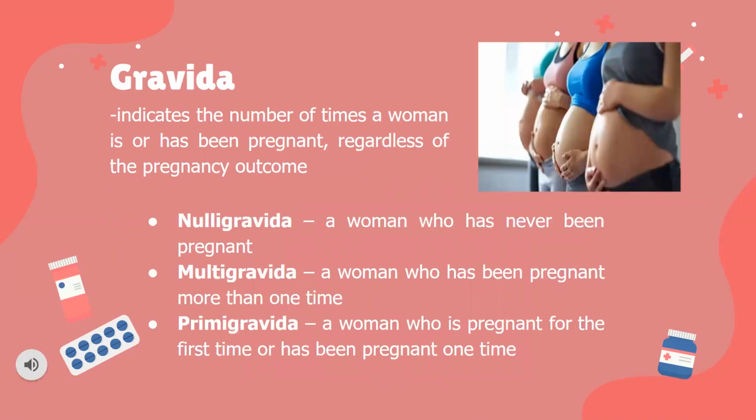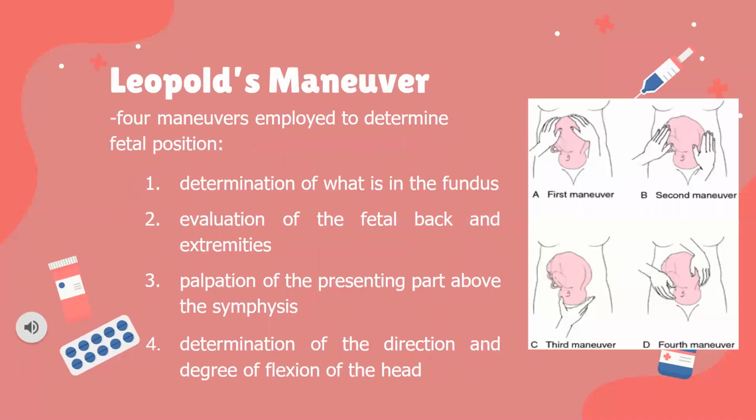Next is gravida, which is the number of times a woman has been pregnant regardless of the outcome. So, we have nulligravida, a woman who has never been pregnant. And then we have multigravida, a woman who has been pregnant more than one time. Lastly, we have primigravida, which is a woman who is pregnant for the first time or has been pregnant one time. Next, we have Leopold's maneuver, which is used to determine the fetus's position and will be discussed later on.